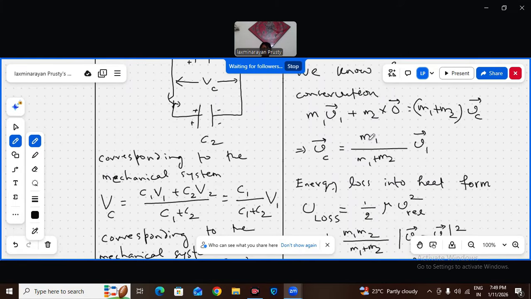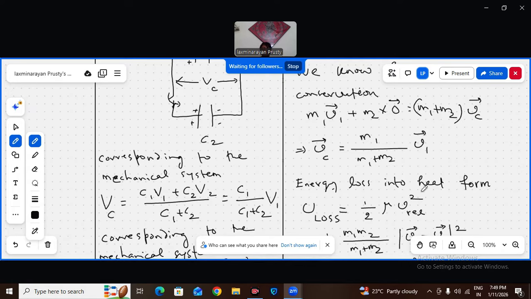Okay. That's it. And here Vc is what? By same analogy, M1 is C1. As I told you, C1 by (C1 plus C2) into capital V1. That is potential difference, the common potential Vc. This corresponds to the mechanical system.